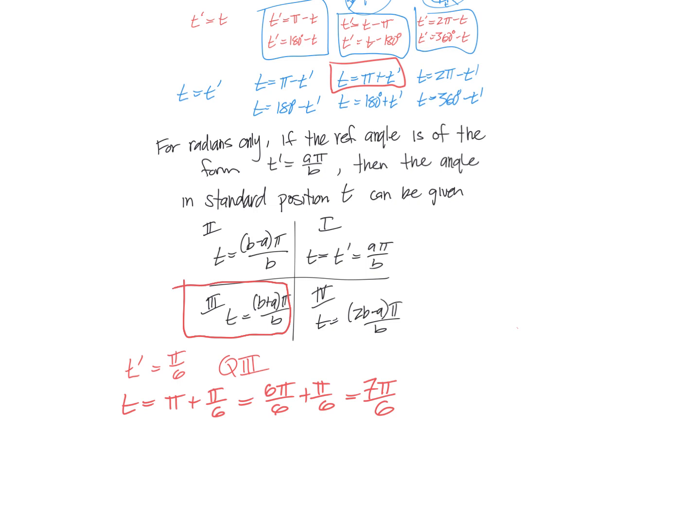But using this second method that we just described, you could also have written t as our denominator, which is 6, plus our numerator, which is 1, pi is 1 pi, times pi over 6. So we get 7 pi over 6.